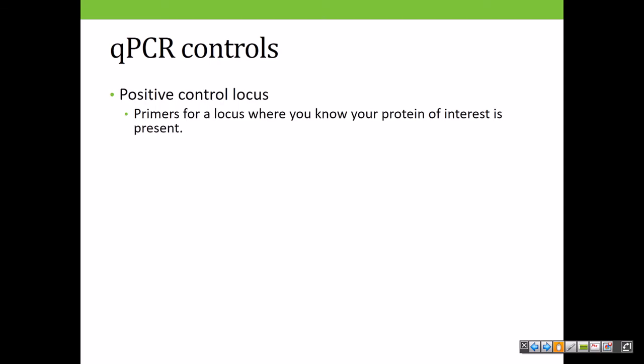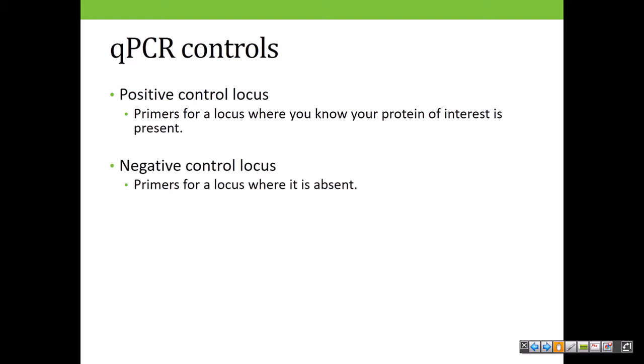So what controls should you run? There are a few. One, if you're testing a new locus and aren't sure whether your protein binds there, use a positive control where you know your protein is going to be binding. Think of a gene where I know this protein binds at this particular locus. I'm going to check there as a positive control just to make sure the experiment is working. But now I want to ask other questions, like, is it binding here or there? Always include a positive control.